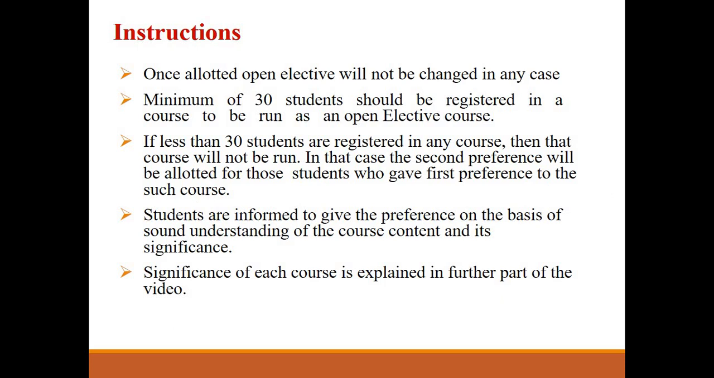That means not only the first preference but also the rest of the preferences you have to give very carefully. Because of this particular point we are mentioning here. Suppose any course for which the students have given their first preference has fewer than 30 registrations. In that case, we are not going to run that course for that particular academic year or semester. For all these students, we will be checking what second preferences they have given. So the second preference for these students will be allotted accordingly. I hope this point is also clear to everyone.